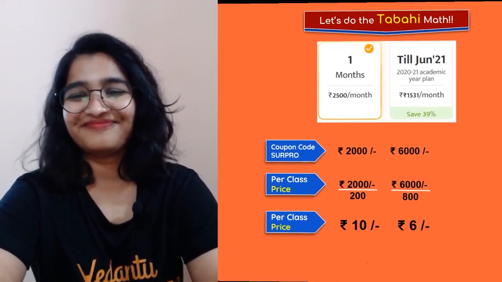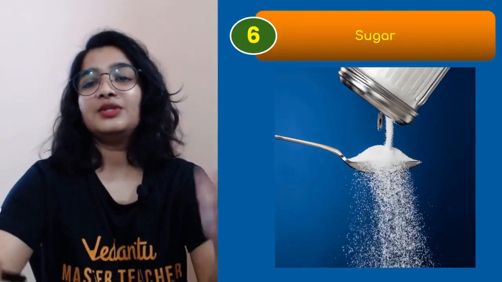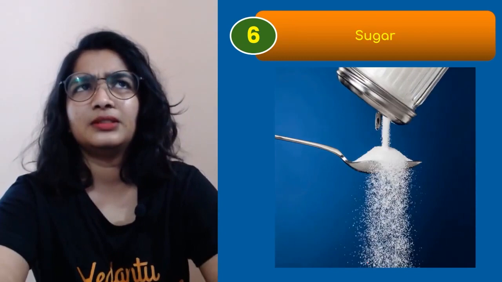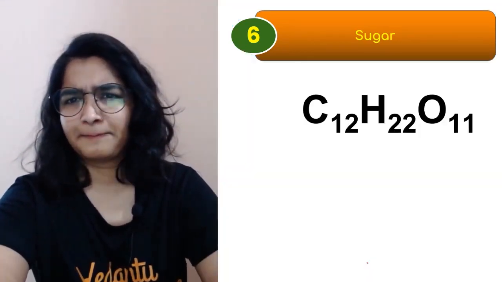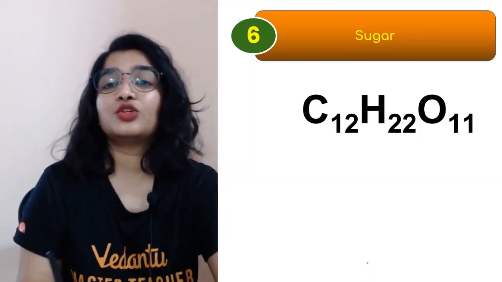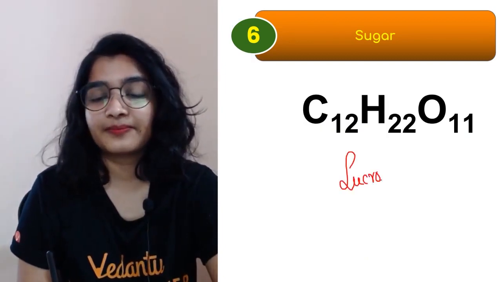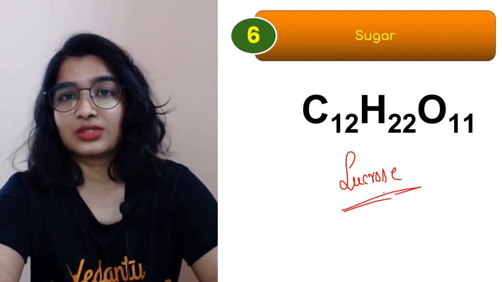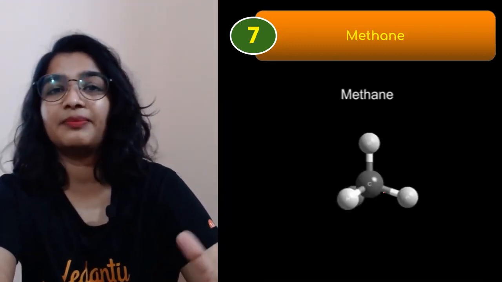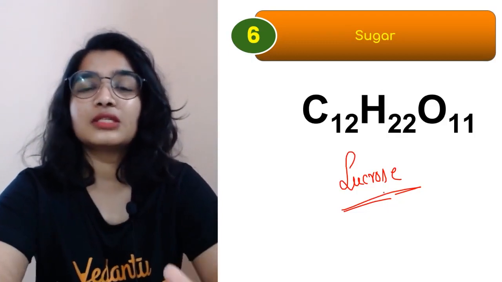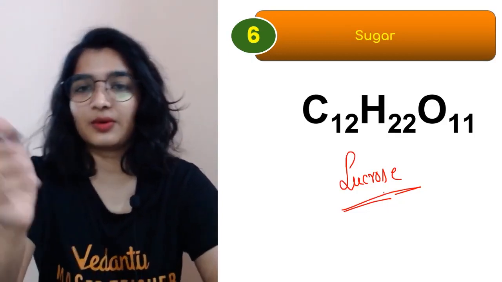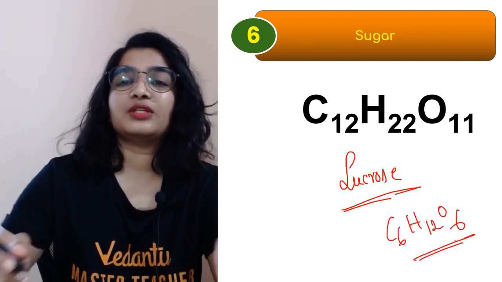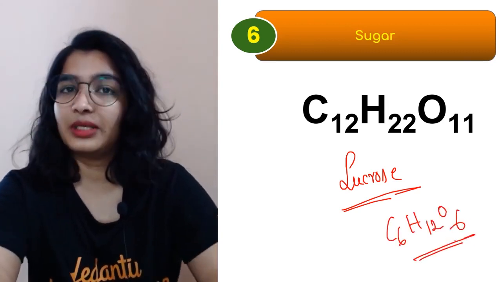Okay, yes. So next is sugar. What is the chemical formula of sugar? Glucose and sugar are same? No, right? So sugar is sucrose, C12H22O11. This is something you should know. And glucose is C6H12O6, whereas sucrose is C12H22O11.